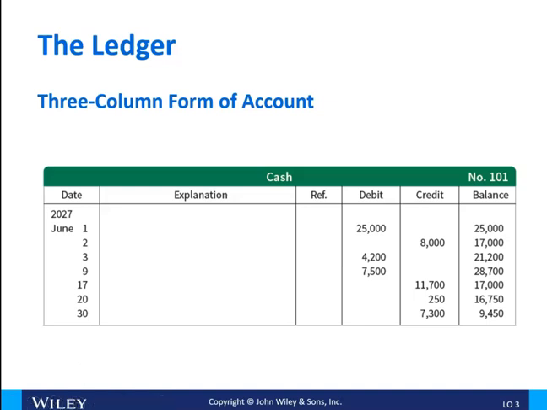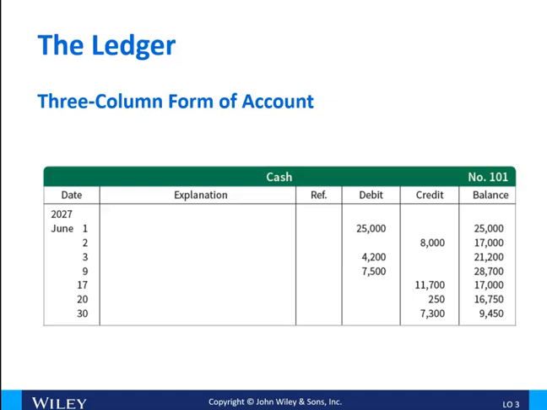So the ledger, in this example, we have a 3-column format of an account. Okay, we have the name of the account on the top. Most accounting systems also have a number for the account, so cash, in this case, the number is 101. We have dates down the side of when the transactions happened. Explanations, that should be filled out, but in this example, we aren't filling out the explanations. A reference column, a debit column, a credit column, and then a running balance column.